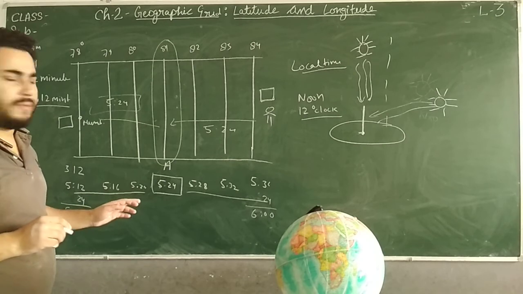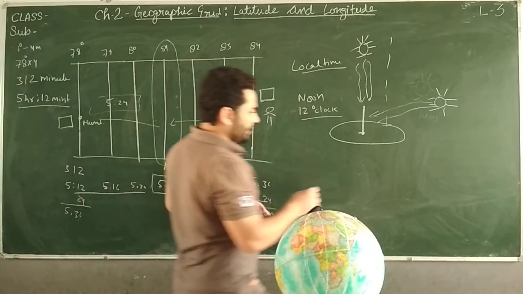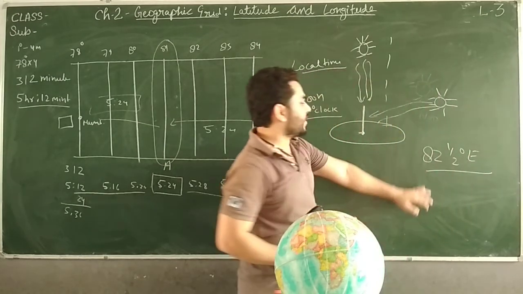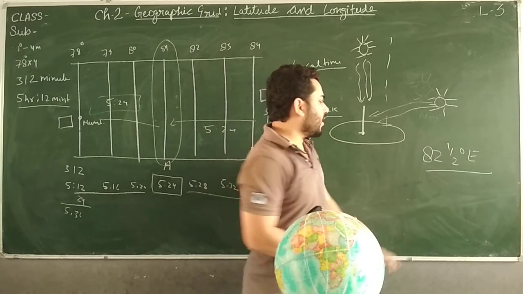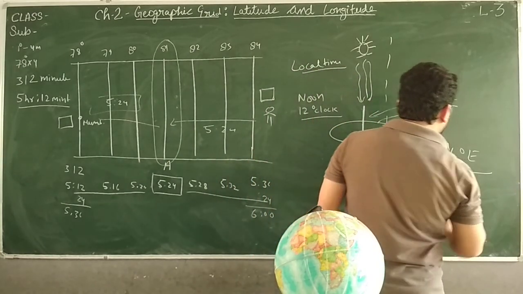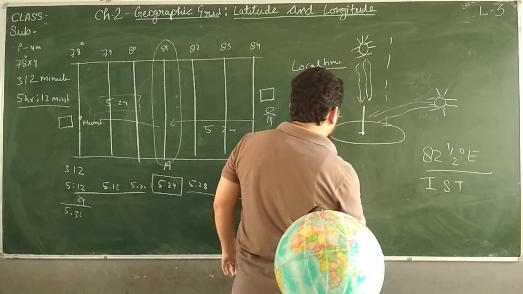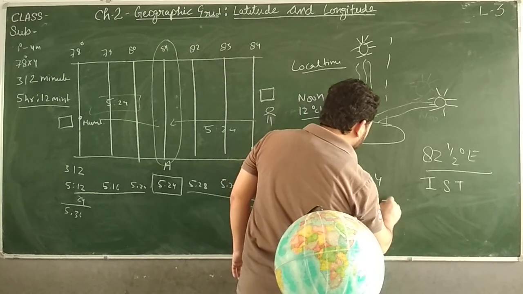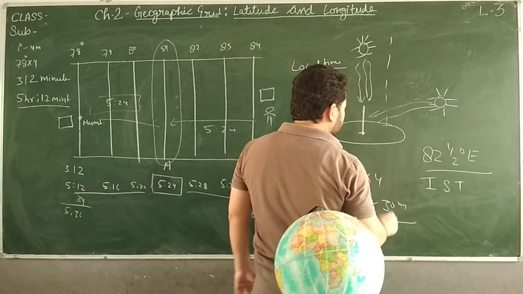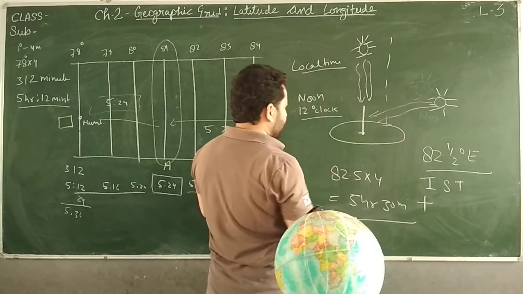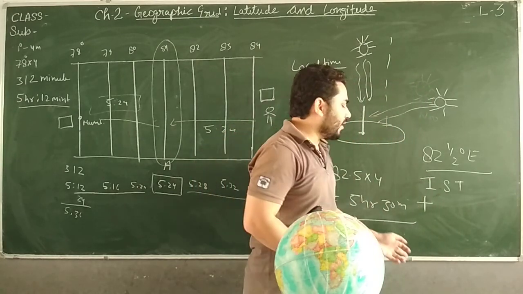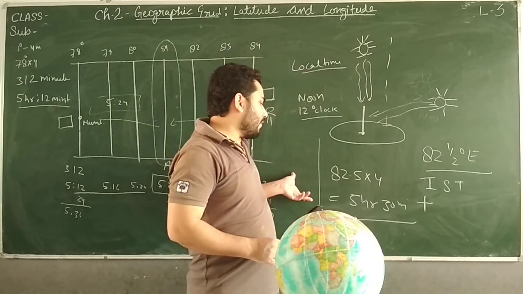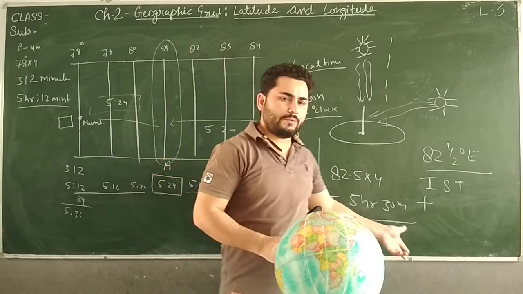The standard time of India is decided by the line 82.5 degree east. We have taken it as a standard meridian. So this is called IST, Indian Standard Time. When we multiply 82.5 by 4, we get 5 hours and 30 minutes. As we are on the eastern side, we are 5 hours 30 minutes ahead of London time. So if it is 12 o'clock in London, in India it will be 5:30.